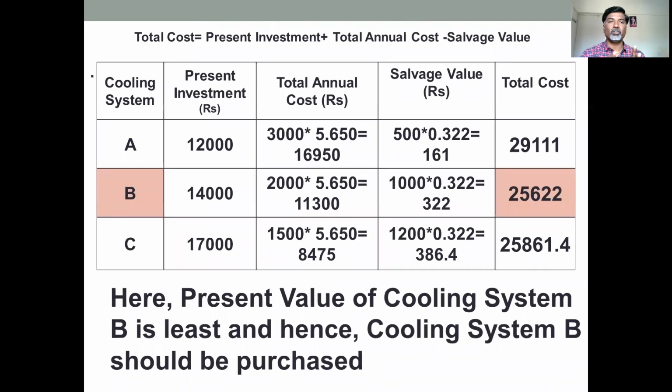Total cost is equal to present investment plus total annual cost minus salvage cost. This is the formula to calculate total cost. So in this table, cooling systems are given. As we know, there are three cooling systems A, B and C. The present investment cost is also given, 12,000, 14,000 and 17,000. We have to calculate total cost. How to calculate total annual cost? Total annual cost and salvage value are given.